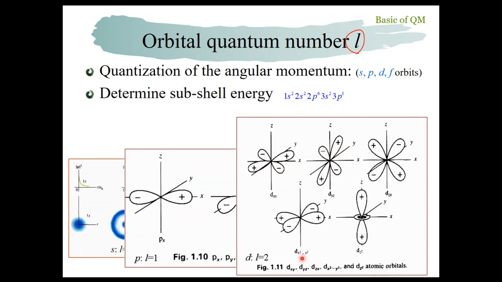And there are two components, dx squared minus y squared and dz squared. Here, dx squared minus y squared means they lie in the xy plane, as you see here, and they lie along each axis, x and y axis. And for the dz squared case, they mainly lie along the z axis with a certain small amount of xy component. So, as you see here, this orbital and those orbitals are quite different in the zx direction. So they give some anisotropic property to the atoms.